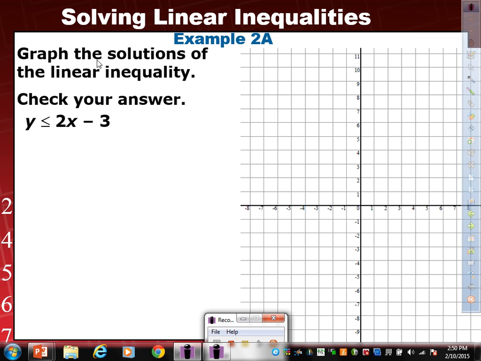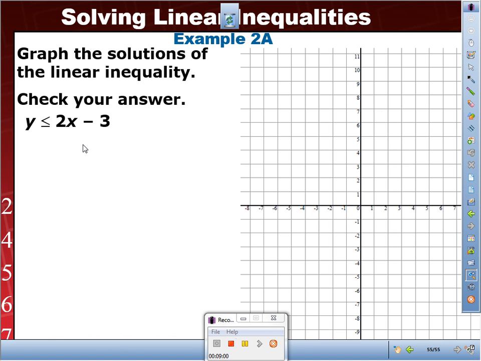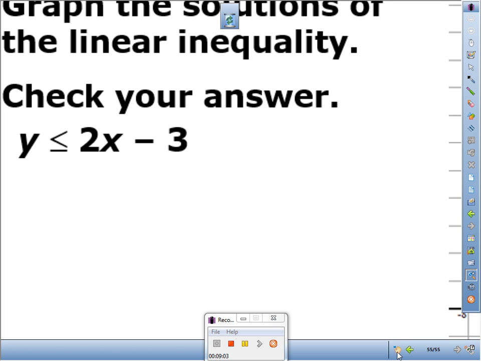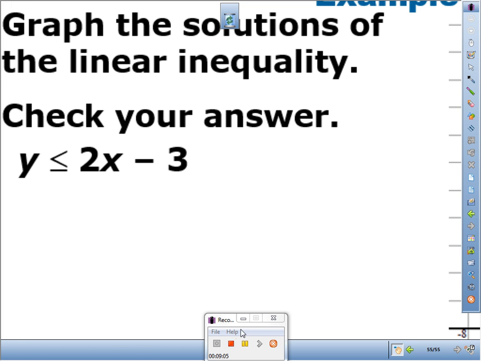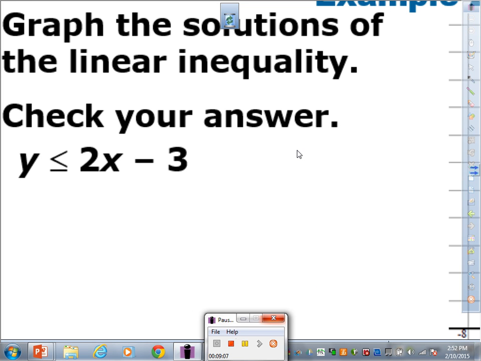It says, graph the solutions of the linear inequality and check your answer. y less than or equal to 2x minus 3. We've done something very similar with equations. Now we are in what? Inequalities. Okay, copy this, please. Okay, here we go. It says, instructions. Graph the solutions of the linear inequality and check your answer.